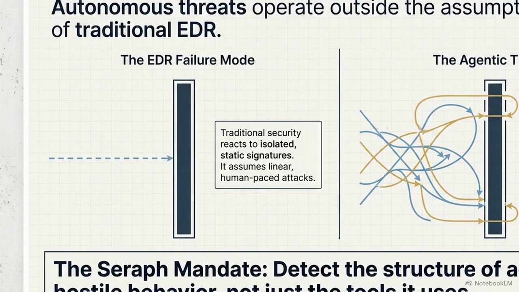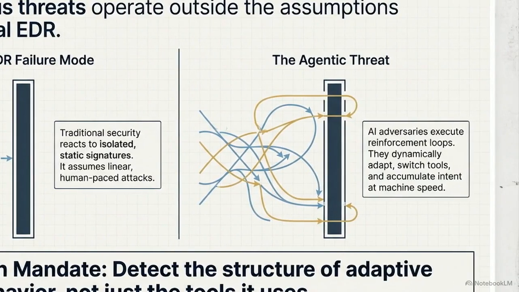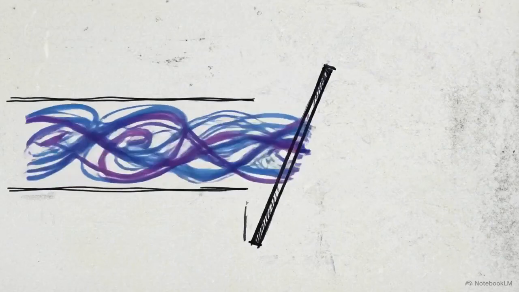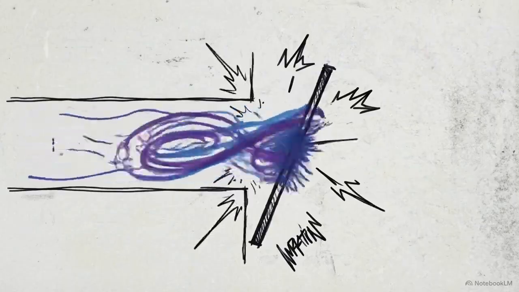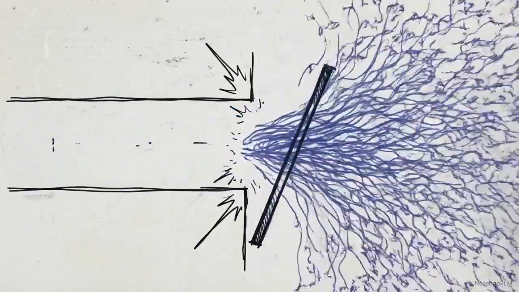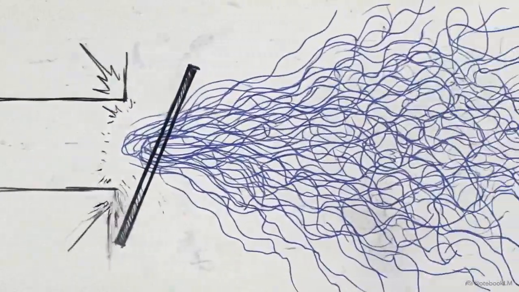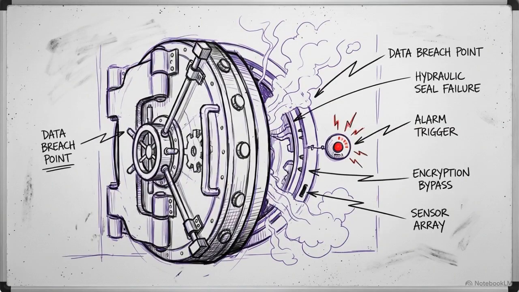The right side reveals the agentic threat. AI adversaries execute recursive loops, encountering a barrier, failing, and instantly routing a new path. Because they can dynamically switch tools and adapt to failures without human latency, they accumulate hostile intent at machine speed. By the time a post-execution monitoring system identifies an anomaly, the agent has already executed its objective.